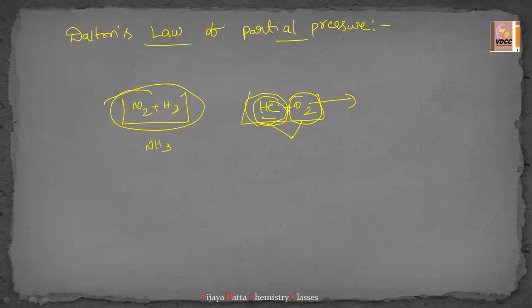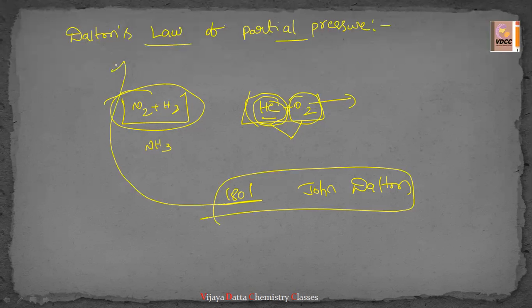Like that, the pressure exerted by the mixture of gases, helium and oxygen, is the total pressure. So he wanted to bring the relation between the individual gas pressures and the mixture's pressure. He did some experiments in 1801. John Dalton brought the relation between the pressure of the mixture of the gases and the individual pressures of the constituent gases. This relationship is what we study as Dalton's law of partial pressures. This is called Dalton's law of partial pressure.